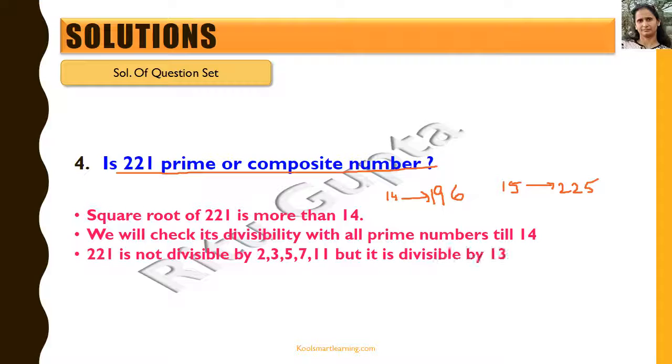The prime numbers till 14 are 2, 3, 5, 7 and 11, and we see that 221 is not divisible by any of these, but it is divisible by 13, which is again a prime number less than 15. So 221 is a composite number.